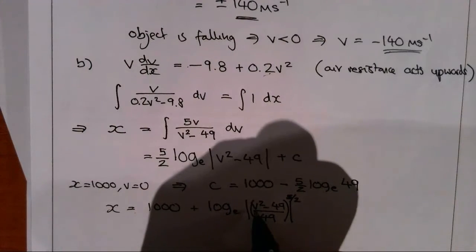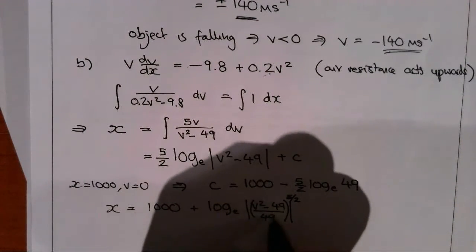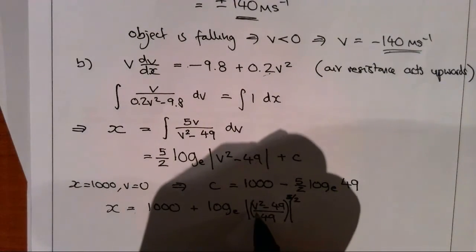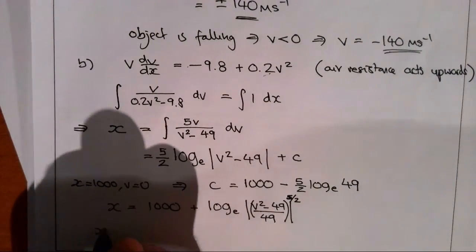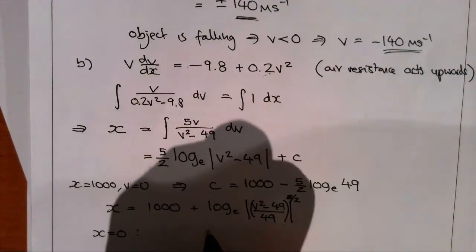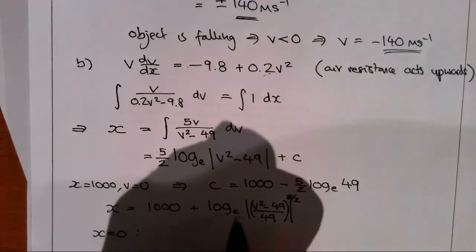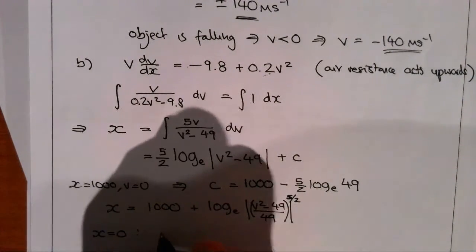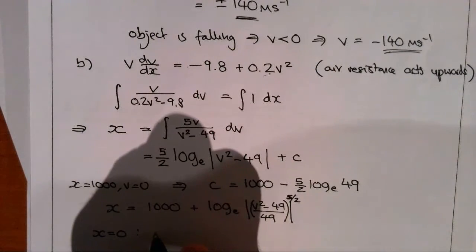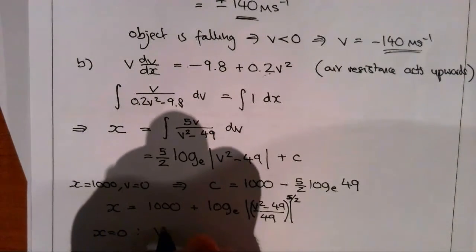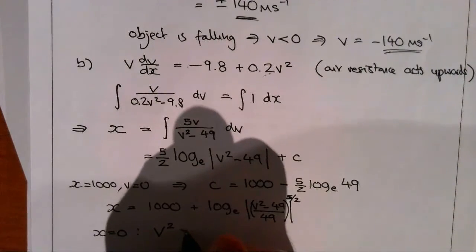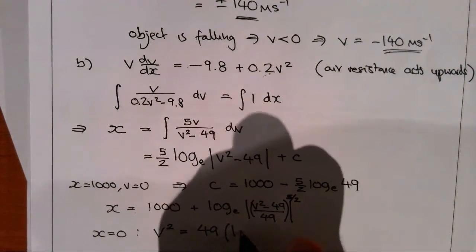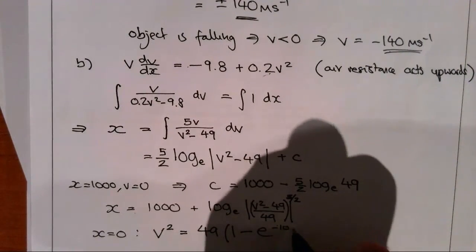So initially the velocity equals 0, which means that this expression is going to be negative. So if I want to remove the magnitude sign, I'm just going to reverse this around. And then if I substitute in x equal to 0, and rearrange it, I'm running out of space here, so I'll leave you just to work through the arithmetic, but what we're going to get is that v squared is equal to 49 times 1 minus e to the power minus 1000.